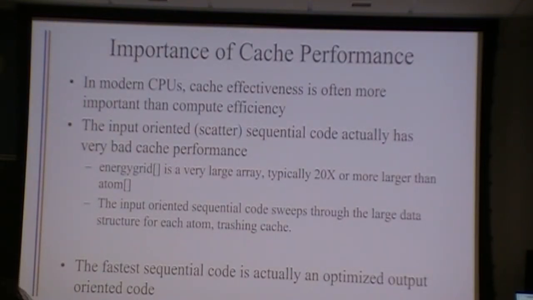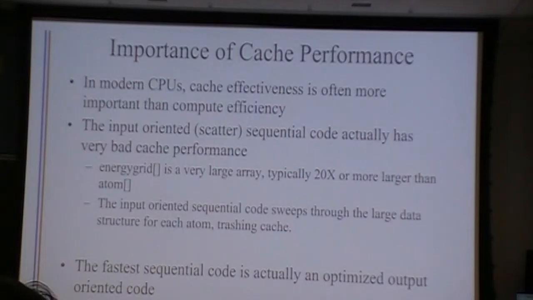Oh, right. So yeah, the input-oriented code we take... No, that's gather, where we go through the large data structure for each atom. Yeah, sorry. The input, right? The energy grid is our output. Right, so the input-oriented code, we're taking every input atom and writing to every grid point, sorry.